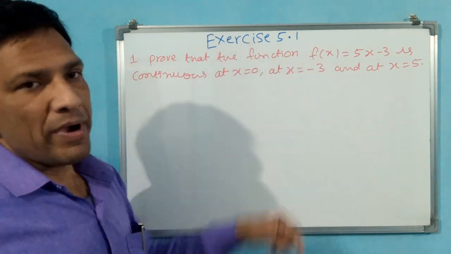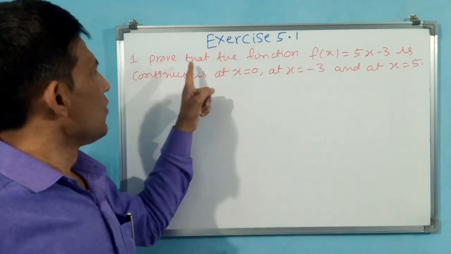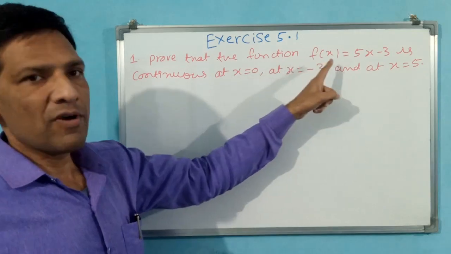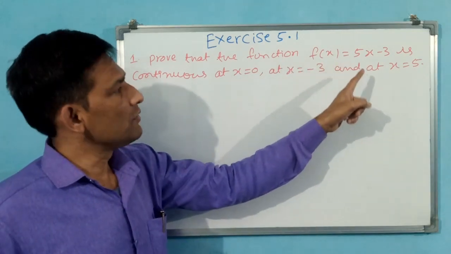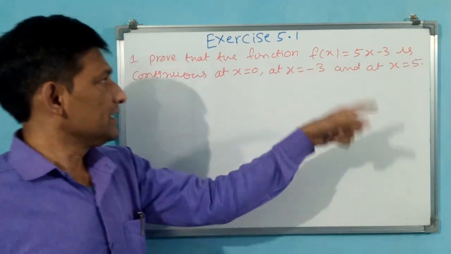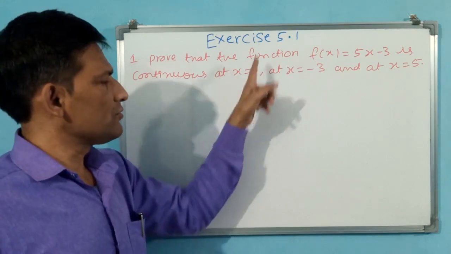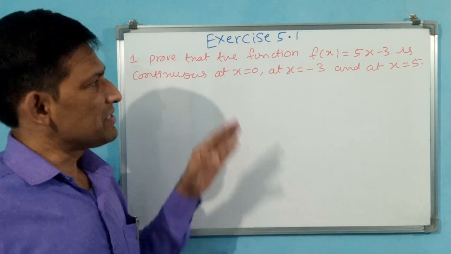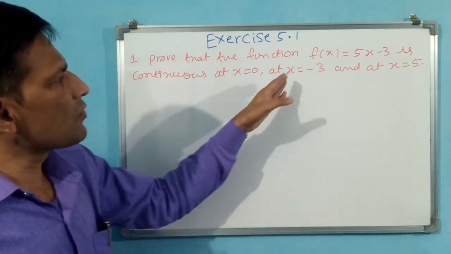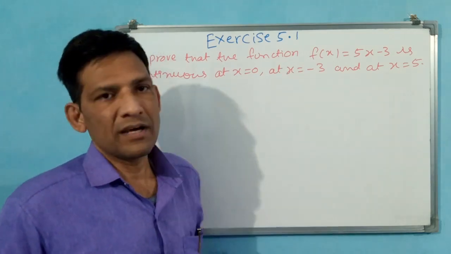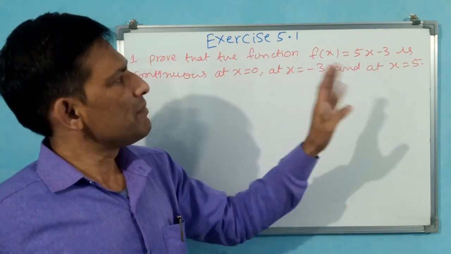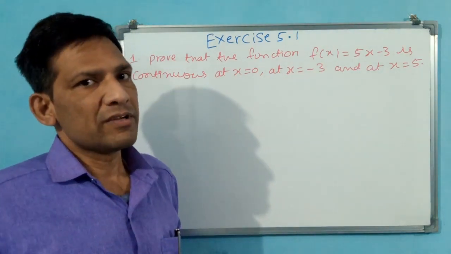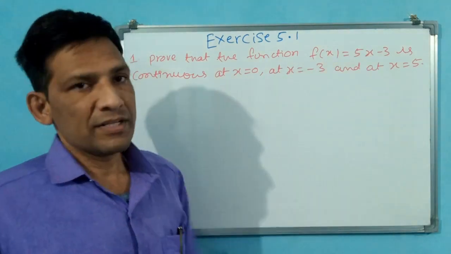See, exercise 5.1, first question. Prove that the function f of x is equal to 5x minus 3 is continuous at x is equal to 0, x is equal to minus 3, x is equal to 5. Now, by seeing this itself, we can say that not only at x is equal to 0 or minus 3 or 5, whatever it may be, this function is continuous. Why? Because there are no conditions.